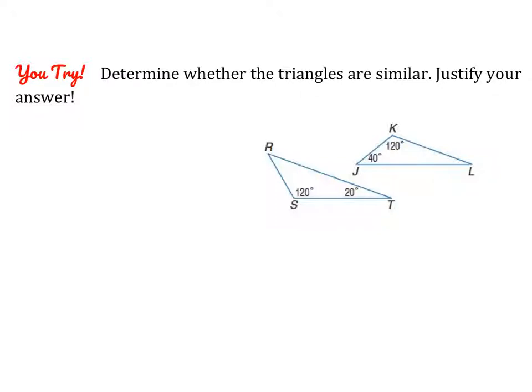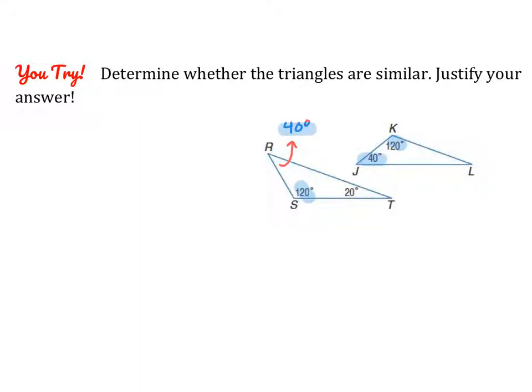So looking at this problem, you might notice that we have one pair of congruent angles, but the other two don't match. However, we can find that missing angle in either of our triangles. So we know that the three angles should add up to 180, which means that this angle right here must be 40. So when you find that, we actually have our second set of congruent angles.